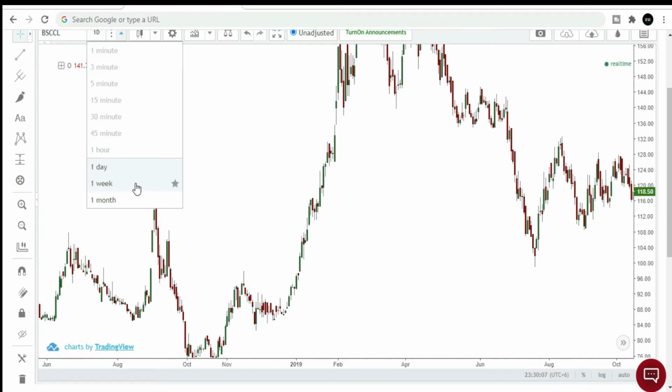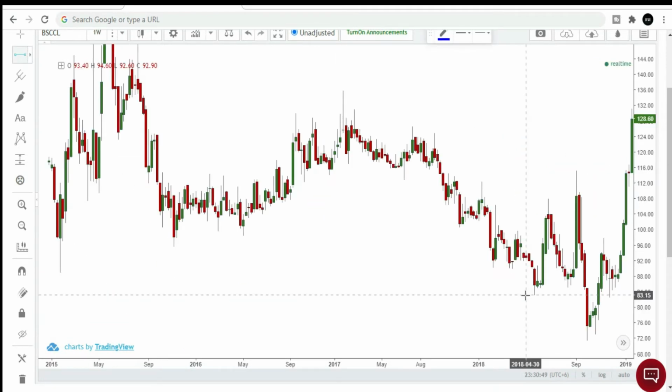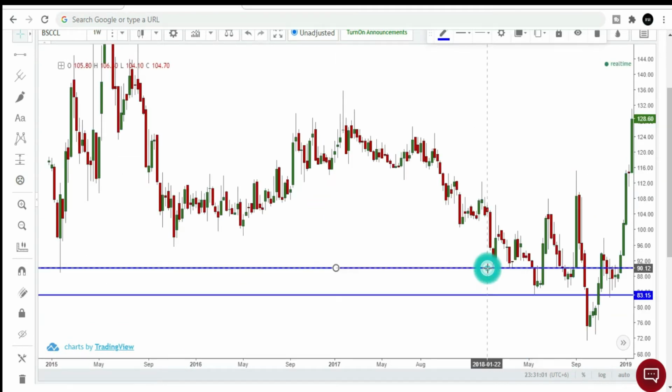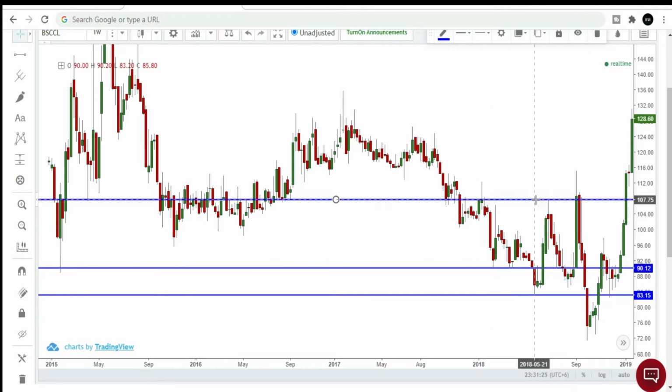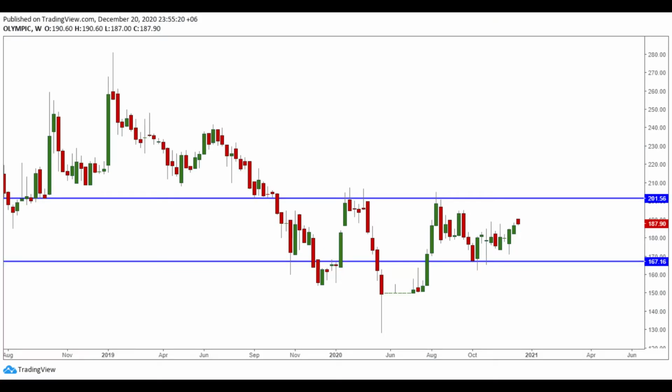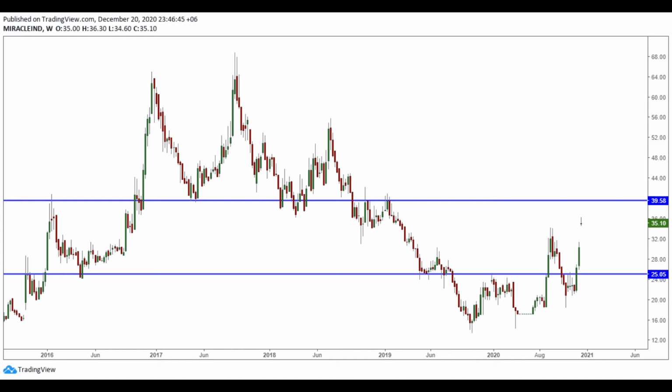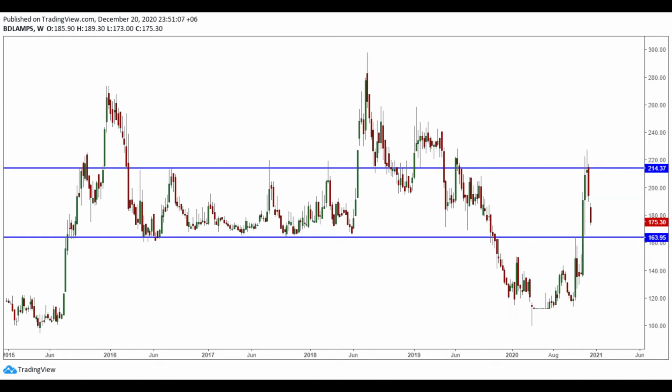Open the weekly chart or a big frame chart. Draw the lines on the most significant levels or key levels. Remember, significant levels. A significant level means where price touches more than 2 times. Here you see some charts. Look at the lines on significant levels.